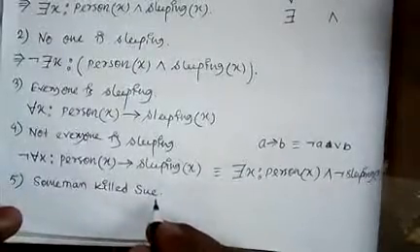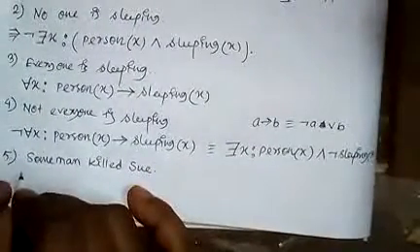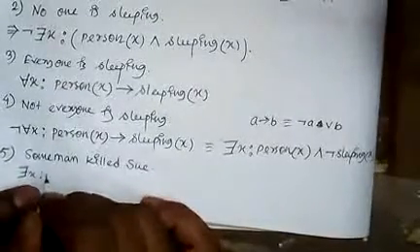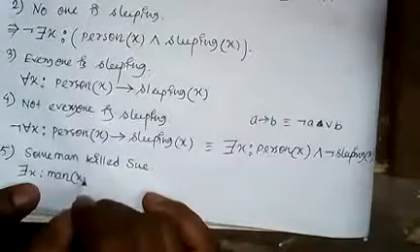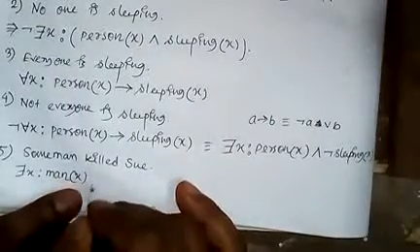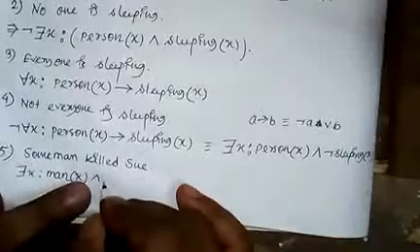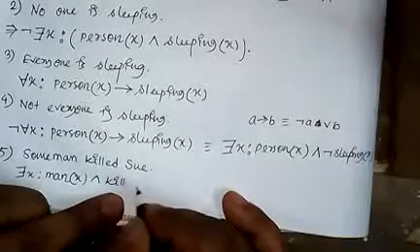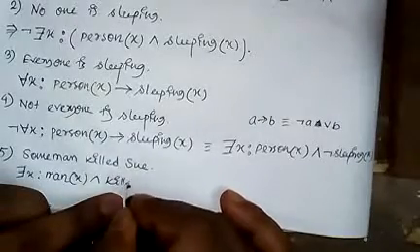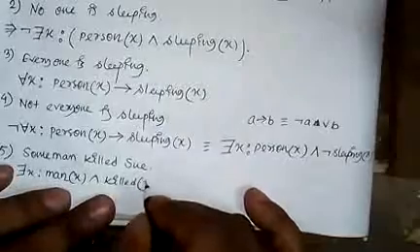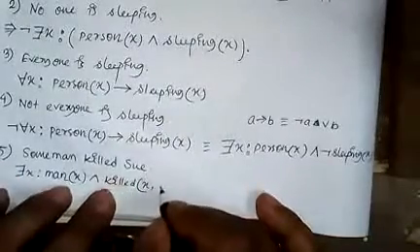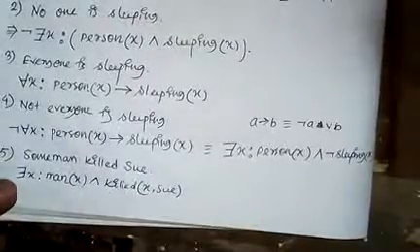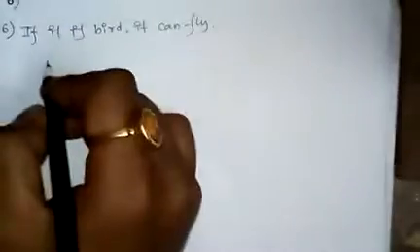Some man killed Sui. Here, some means there exists x, which is a man, and then we have to use the and symbol, killed, that is x killed Sui. So here is the predicate logic for this.